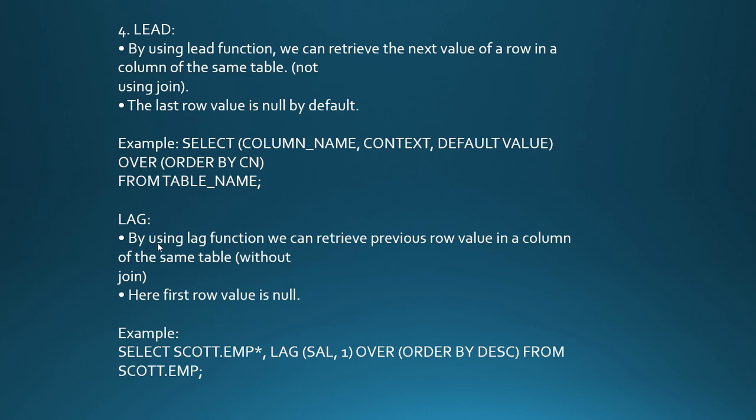This is lag. By using the lag function, we can retrieve the previous row value in a column of the same table without a join. Here the first row value is null. Example: select scott.emp.*, lag(sal, 1) over (order by sal descending) from scott.emp. This is a table name.